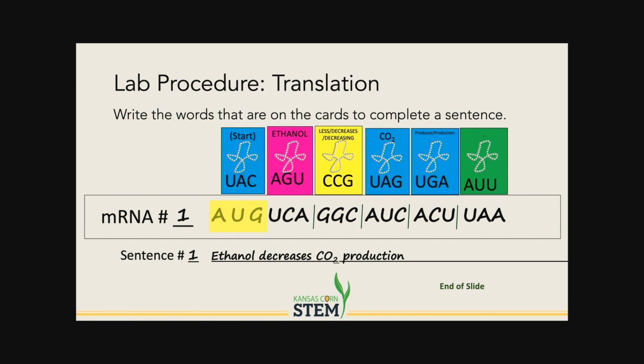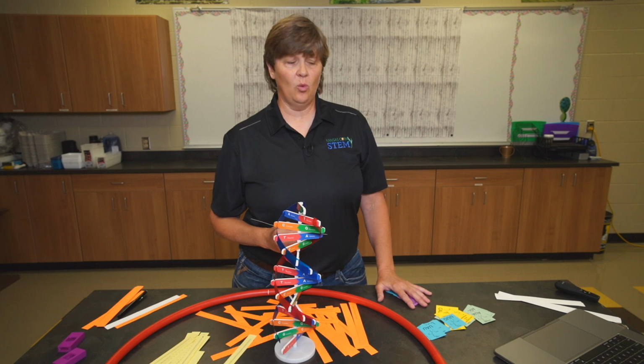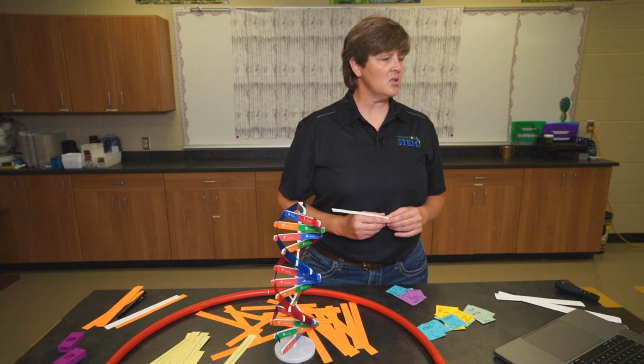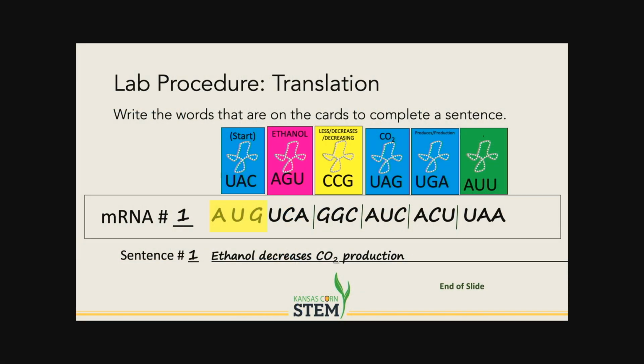Much like our amino acids can be represented in a number of different coding formats, in our lesson, because of the number of words we needed to use, some of our codons and anticodons represent more than one word. And in this case, the kids would have to choose between the words less, decreases, or decreasing to make their sentence flow. So in this case, it wouldn't make sense if the student said ethanol less carbon dioxide production.